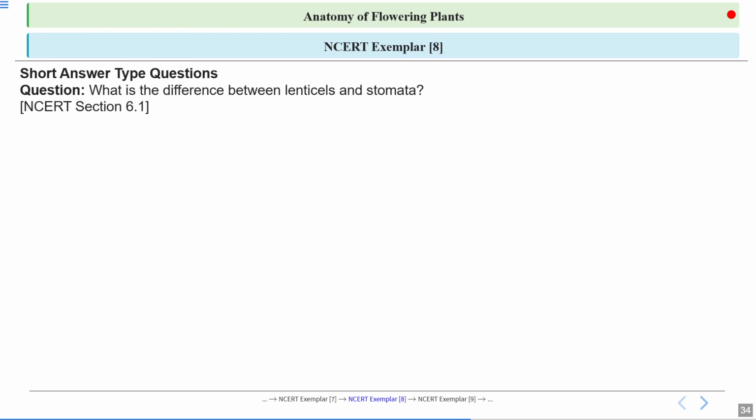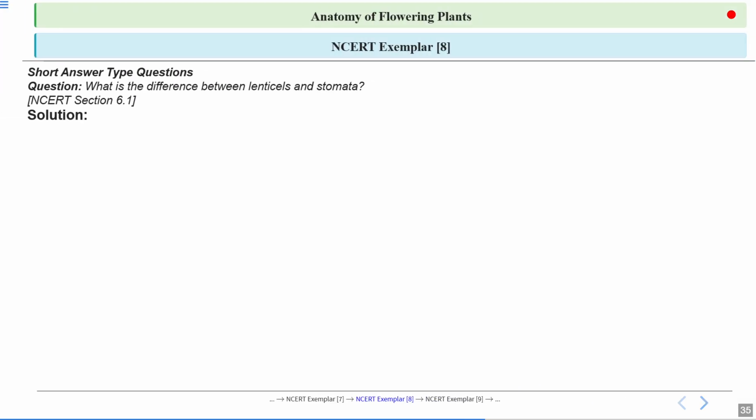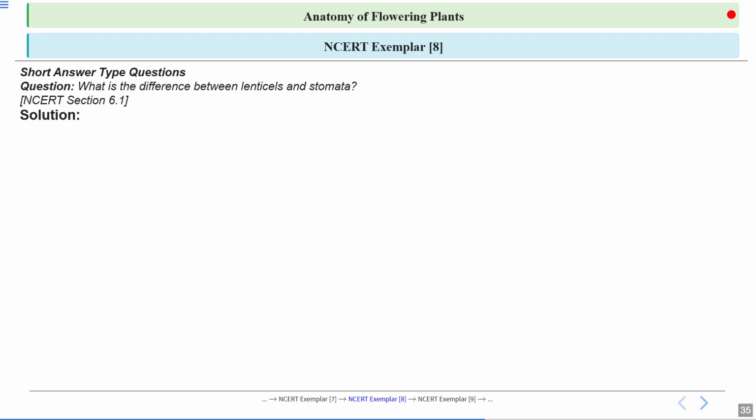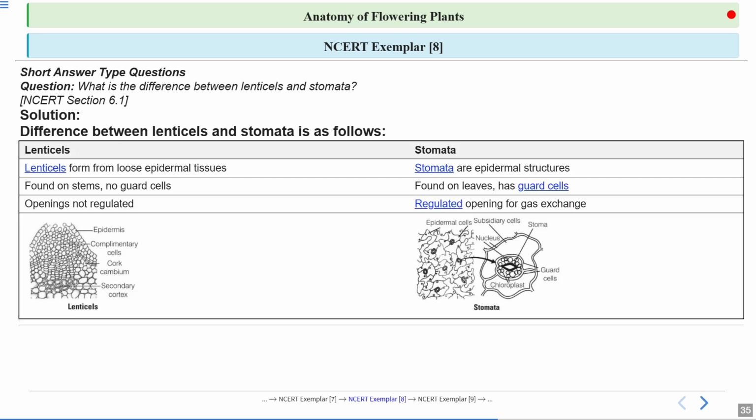Next question is here. What is the difference between lenticels and stomata? Very, very important question. Lenticels and stomata, difference. This question is again coming from NCERT section 6.1. Let us see the answer. The difference between lenticels and stomata is as follows. Here we can see the column-wise difference, and the figure also.